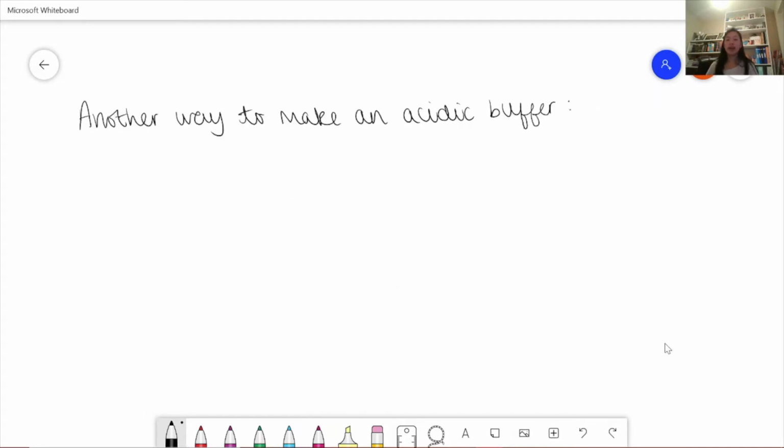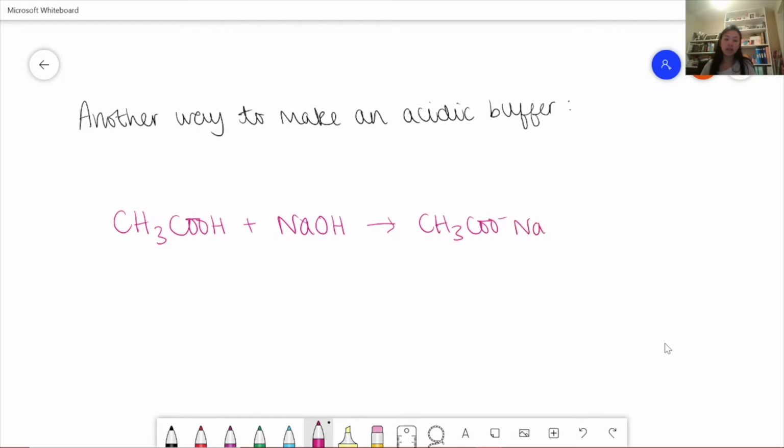So another way in which we can make an acidic buffer, so achieving a mixture of a weak acid and its salts, is by neutralizing some of the weak acid with an alkali. So for example, sodium hydroxide. So if we had ethanoic acid and added some sodium hydroxide to it, then what would be formed would be this salt and water. And so this could act also as an acidic buffer, as we have an acid and its salt.